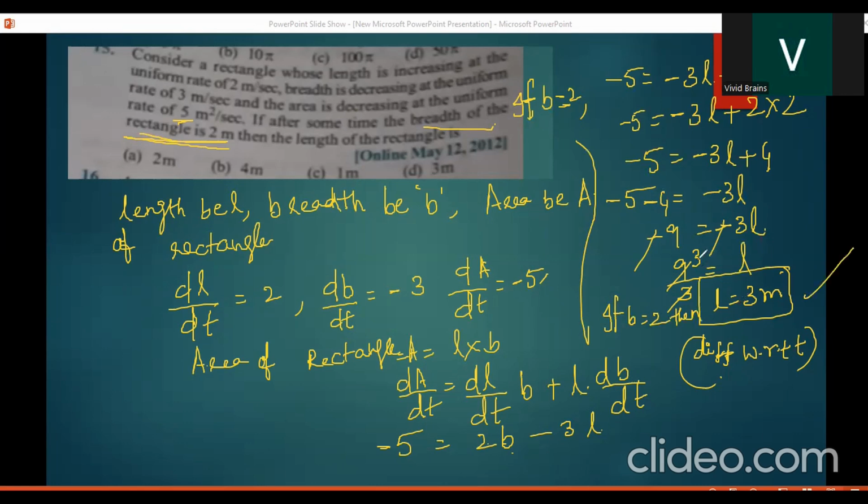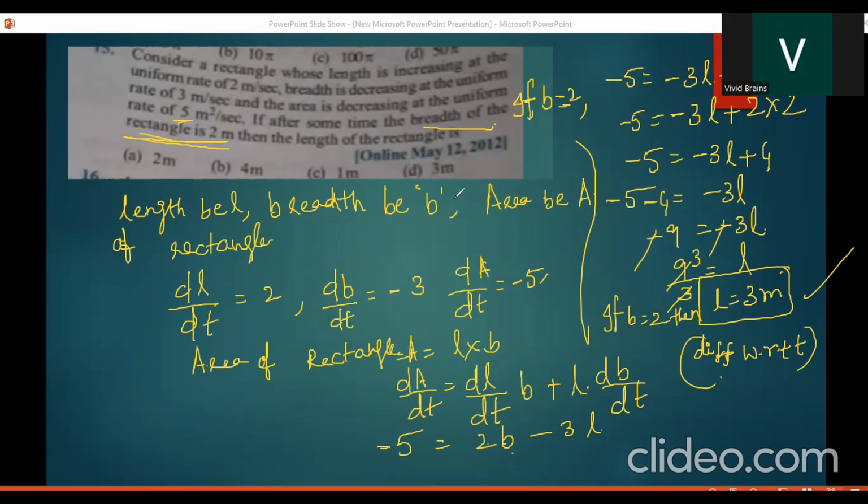So it's so simple, no? Whatever the given words, we are converting into mathematical form like dL by dt, dB by dt, and dA by dt, and we are applying the formula for area. Then we differentiate, substitute the values, and according to the given condition we get the other value. Got it? Any doubt? Yes, very good. Let us observe the next question.